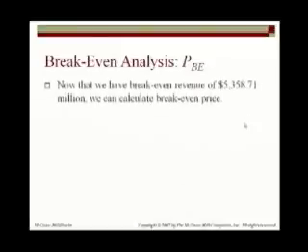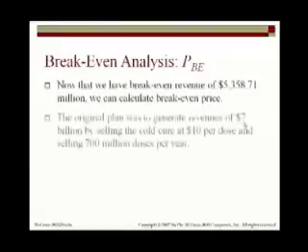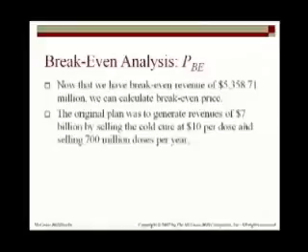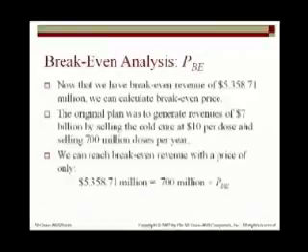Now, we can go a step further, and we can go from break-even revenue to break-even prices. Now, the original plan was to generate revenue of $7 billion, and we planned on selling a cold cure at $10 a dose and selling 700 million doses. So if you do a little math, once you have the revenue break-even, you can say, well, $5 billion of revenue is 700 million times what price? And the answer is $7.68 per dose.